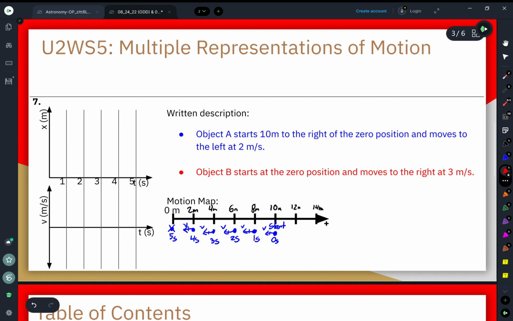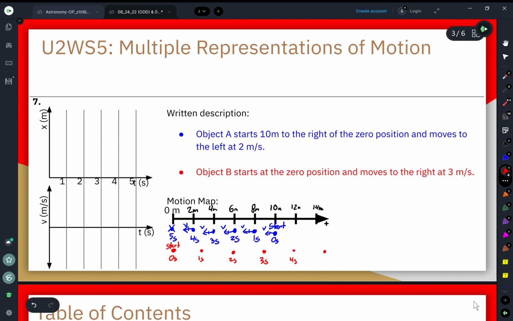Object B does not start at 10 meters, it starts at the 0 position, which is a position of 0 meters. That's where it is going to start. At 0 seconds, that's where it is. It moves to the right at 3 meters each second. So at 1 second, it is at a position of 3 meters. 2 seconds, a position of 6 meters. 3 seconds, a position of 9 meters. 4 seconds, a position of 12 meters. And then at 5 seconds, it would be at some position of 15 meters.